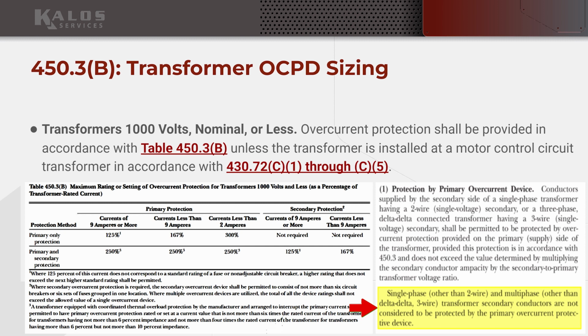We are not allowed to have primary overcurrent protection only when the system is single phase other than 2-wire and multi-phase other than delta 3-wire. Transformer secondary conductors are not considered to be protected by the primary overcurrent device. I think I get into more about that in some of the next slides. Now, we're not going to see this very frequently. Most of our scenarios are going to have this other condition where primary and secondary overcurrent protection is required.